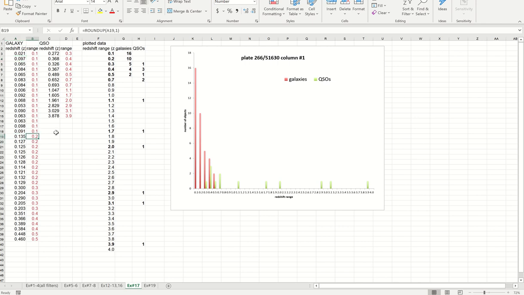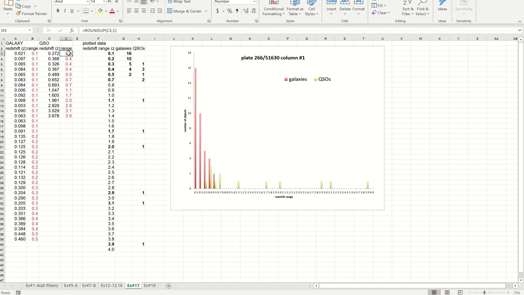And the next range was 0.1 to 0.2. So this one fell in between 0.1 and 0.2, so on and so forth. And the highest redshift of a galaxy fell between 0.4 and 0.5. So this is called binning my data. You can get programs that will do this automatically, but it's nice to do it manually sometimes.